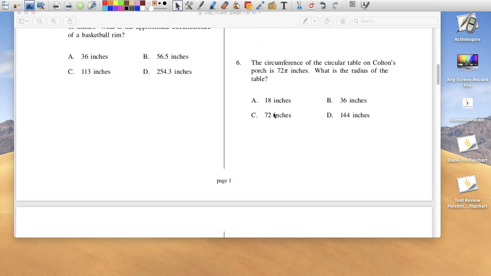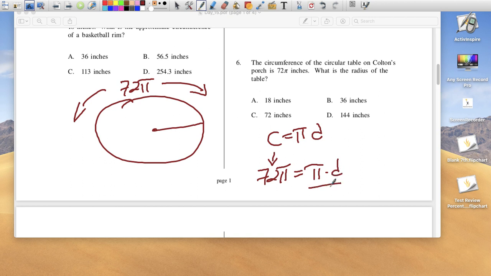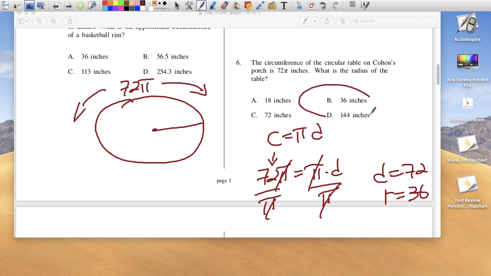Number 6, the circumference of the circular table on the porch. Let me draw a circumference here. It says that it's 72 pi. What is the radius of this circle? C equals pi d. Circumference is 72 pi equals pi d. Divide both sides by pi, and the diameter becomes 72. But I'm not interested in diameter, I'm interested in the radius, which is half, so it's 36.